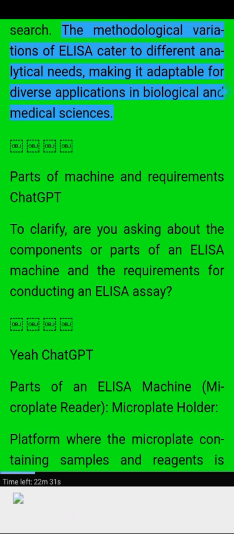The methodological variations of ELISA cater to different analytical needs, making it adaptable for diverse applications in biological and medical sciences. Parts of machine and requirements. ChatGPT. To clarify, are you asking about the components or parts of an ELISA machine and the requirements for conducting an ELISA assay? Yeah, ChatGPT.